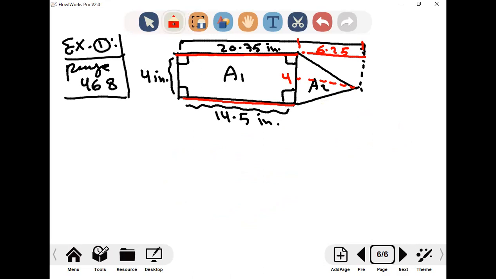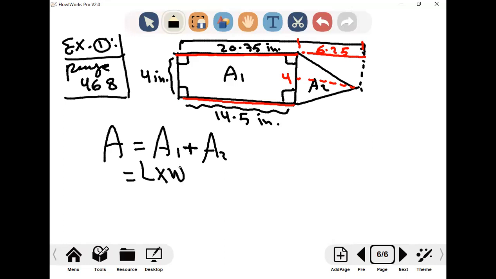For the rectangle, I have the length, I have the width. For the triangle, I have the base, I have the height. So I'm ready. So what I will say: A equals, A is the whole area, equals A1 plus A2. A1 is what? The rectangle. What's the area of the rectangle? Length multiply width. Always write the formulas. Plus A2, half multiply base multiply height, right?